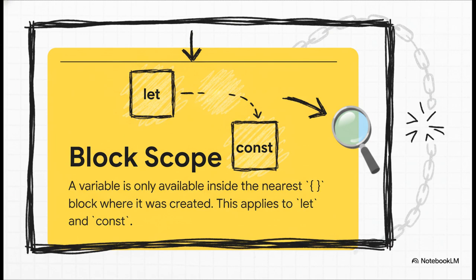So here's the formal rule for it. Block scope means your variable is tightly contained. It lives and dies inside its block. This is what stops variables from accidentally spilling out and messing with other parts of your code. And notice, this rule applies to both let and our new favorite, const.